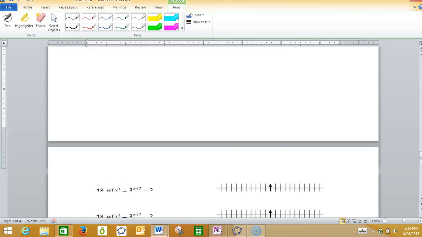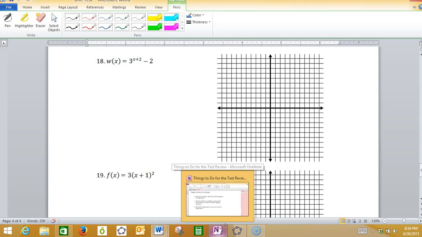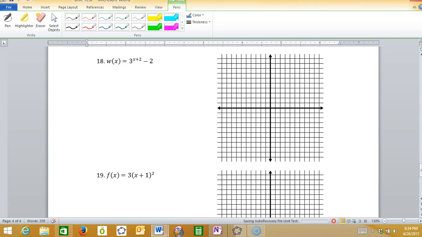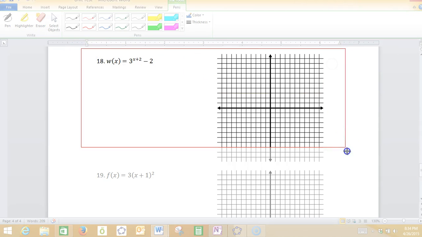Okay, take a look at number 18. Okay, snipping tool. A few more of these and we are done.